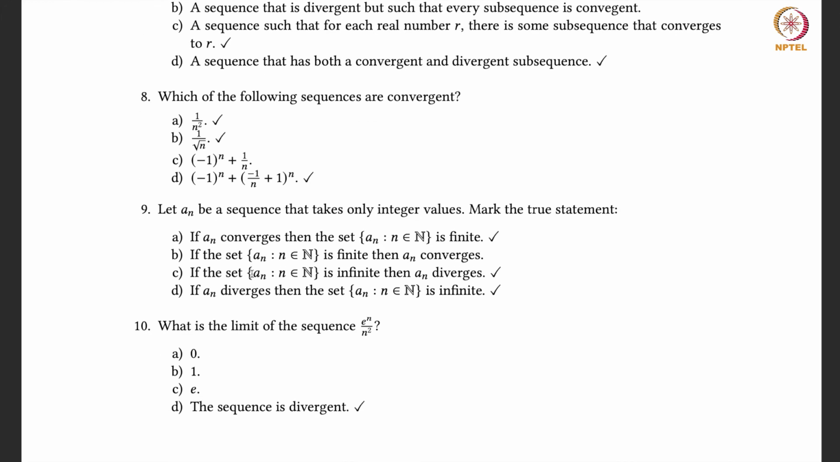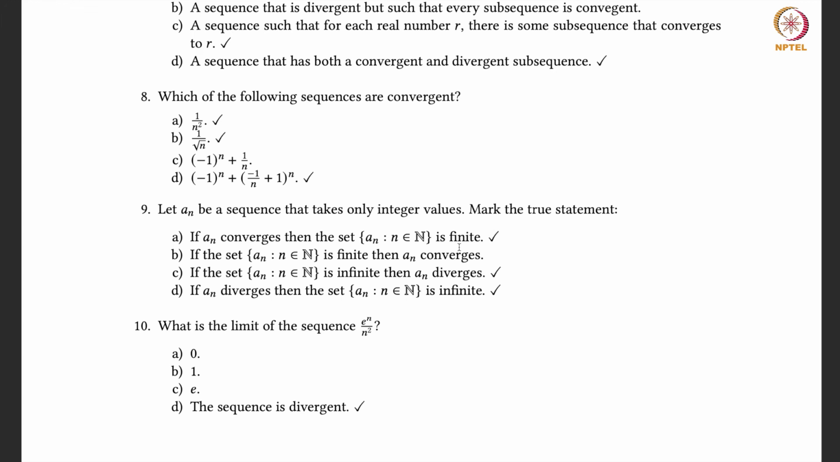Let's go on to problem number 9. Let a_n be a sequence that takes only integer values. Mark the true statements. A: If a_n converges, then the set {a_n : n in N} is finite. Now this is a sequence that takes only integer values. If it has to converge, the only possibility is that after a point it becomes a constant sequence. There is no other possibility. If it becomes a constant sequence after a particular point, the collection a_n will have to contain only finitely many terms. That is obvious to see.